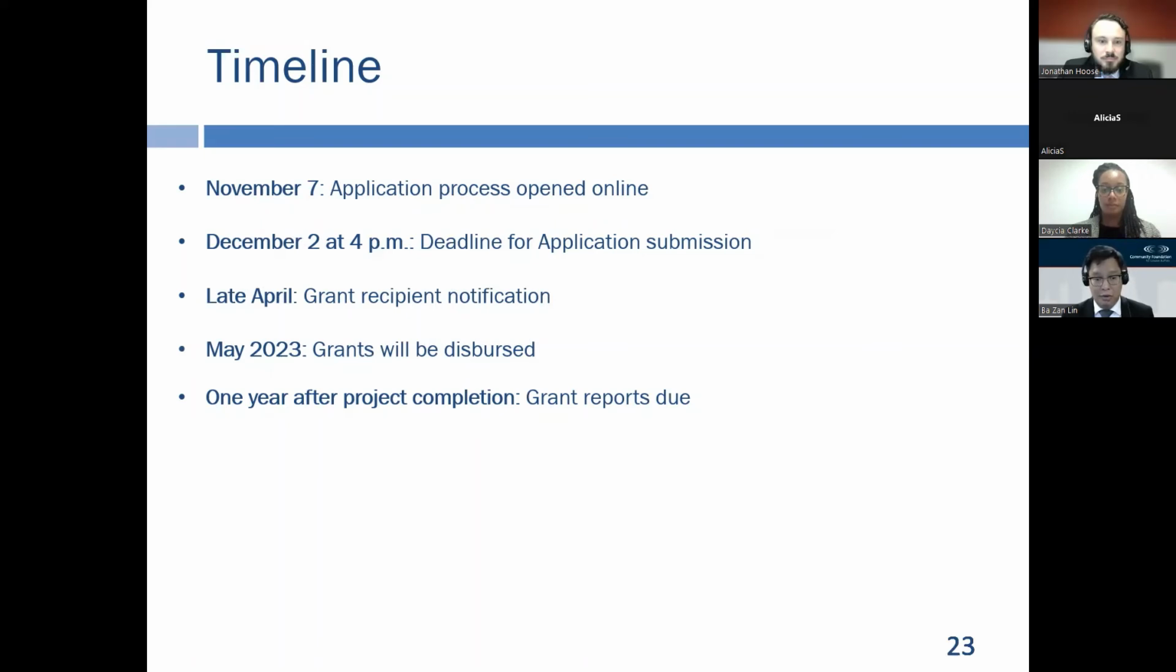By late April, the grant notifications will be sent out. And those who get awarded, the grants will be dispersed by May 2023. And then the grant reports are coming due 1 year after project completion. If you do get funded in May of 2023, then the grant reports will be coming due by June 2024.